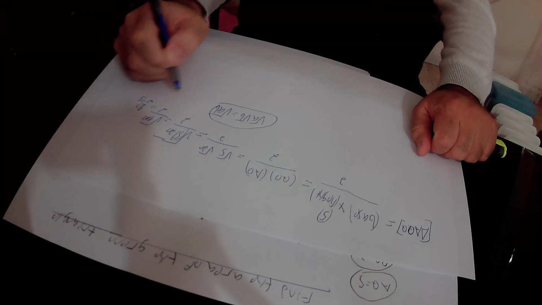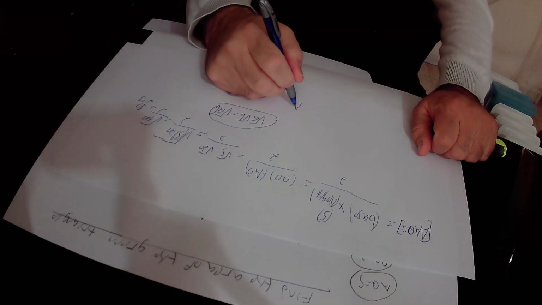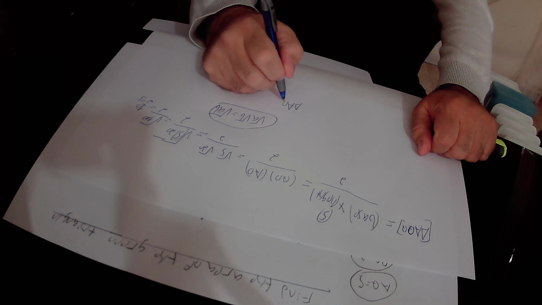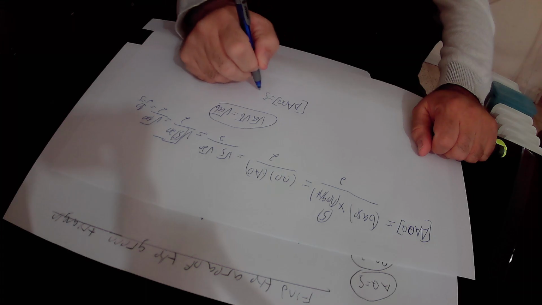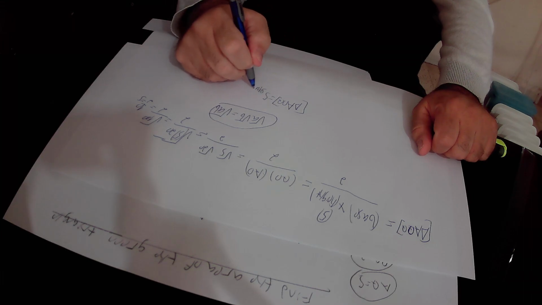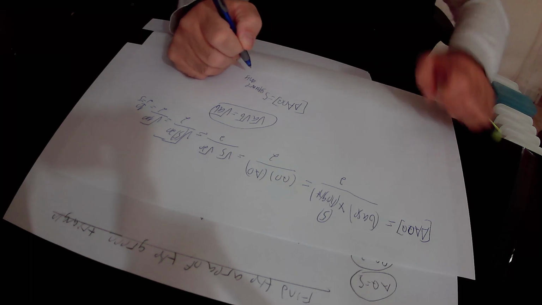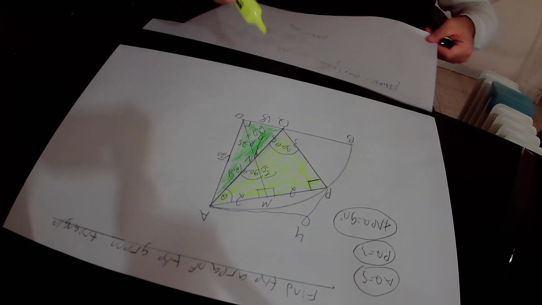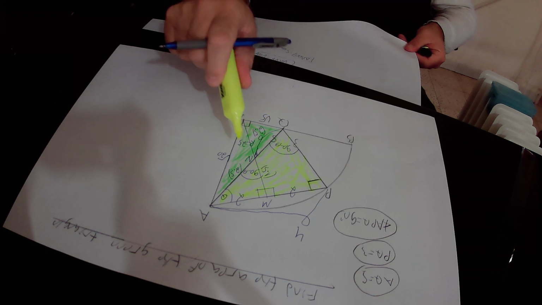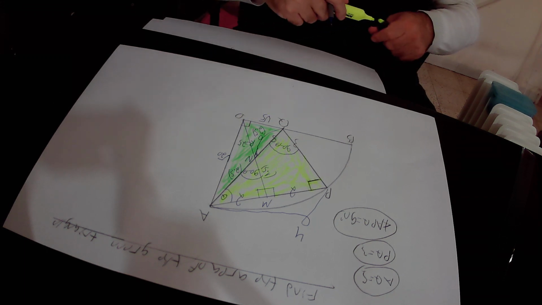So the area of the green right triangle AOQ equals 5 square units. We'll repeat again, the area of this green right triangle AOQ equals 5 square units. In the next step, I'll summarize the lecture.